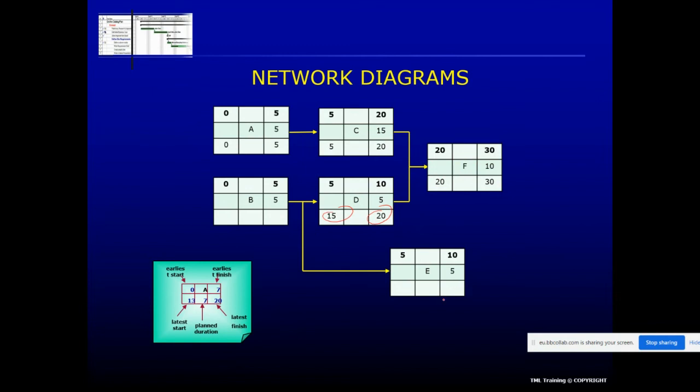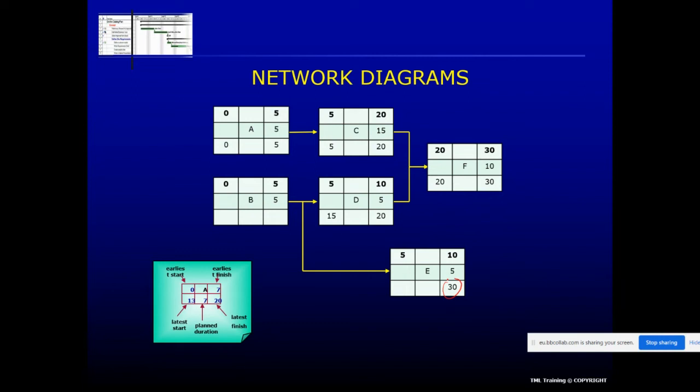Now, when's the last day, and I asked this last time, when's the last day we can finish activity E? It's actually day 30. Why? Because nothing comes after activity E. There's no activity that comes after it. It can finish on the very last day of the project, and the project will still finish on time. So this is actually day 30. 30 minus 5 is 25.